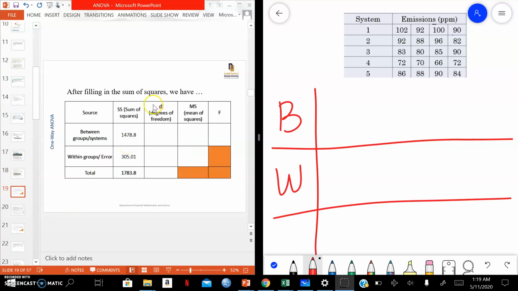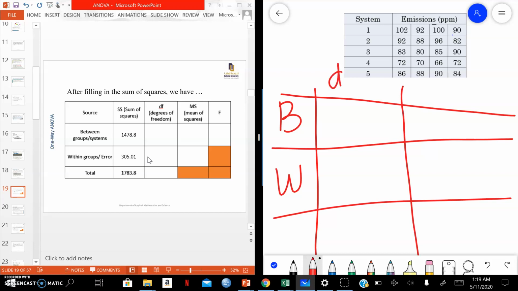So once we found SSB and SSW, then we have to find the degrees of freedom between the systems and the degrees of freedom within the systems. Now when we talk about between the systems, what will the degrees of freedom be? We know that we have 5 systems. So the total number of systems is 5. So the degrees of freedom will be 5 minus 1, which is 4.